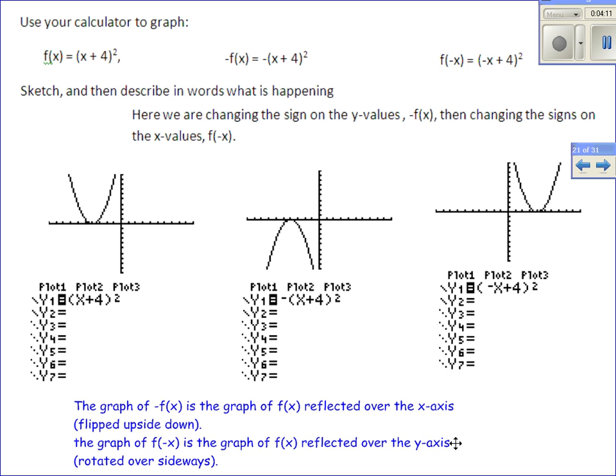So what's happening here, if you take a negative times the whole function, the graph's reflected over the x-axis. It's flipped over the x-axis. It's flipped upside down. Whereas if we go inside the function and replace the x values with the negative x values, the graph is going to be reflected over the y-axis, reflected over here. So it's flipped over sideways.